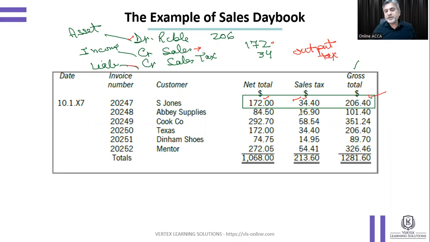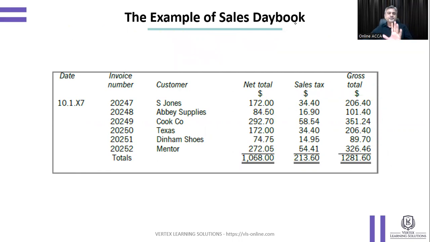And then similarly, you need to make double entries for all of the remaining ones. So after seeing this, what do I understand? That on 10th of January, the total receivables are 1281, which means this is what we have to receive from customers by selling goods on credit on 10th of January. As a result, my liability has increased by 213, which I have to settle to the tax department. And 1068 will go into my sales account.